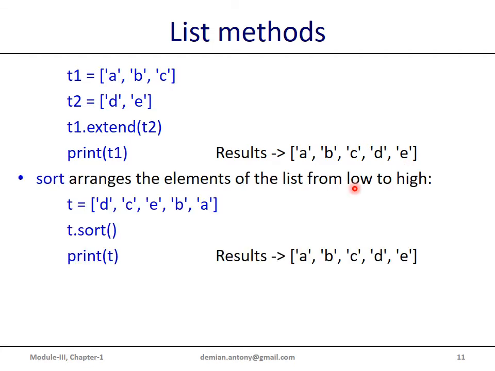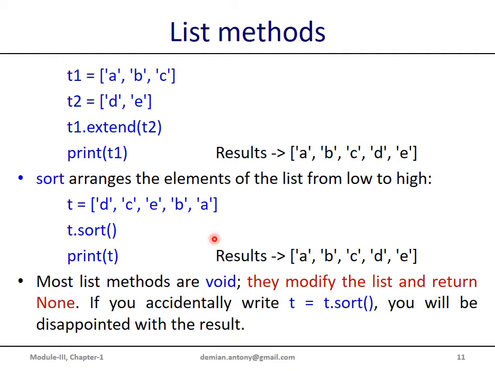We can also use a method called sort, which arranges elements from low to high. This sort method returns None, but it sorts the elements present in the given list. Here we have five elements in the list t, and if we apply the method sort, t dot sort, it arranges these elements alphabetically from A to E.